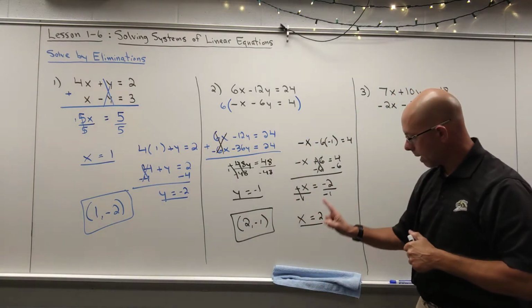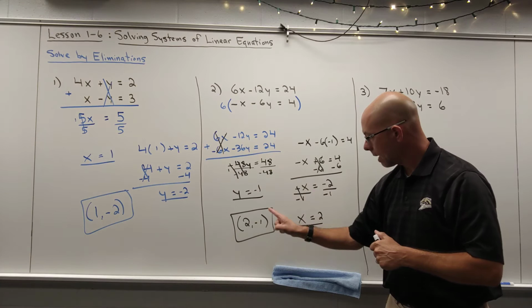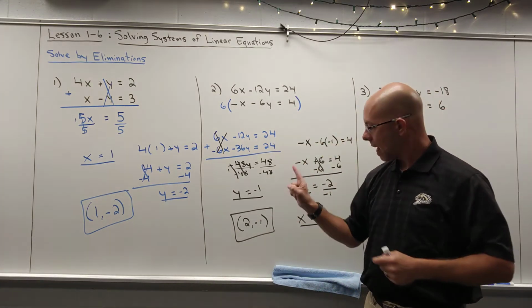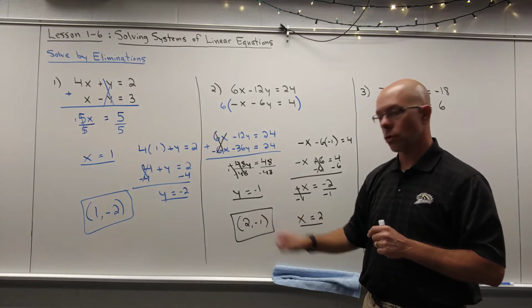And there's your ordered pair. That x, that y, that ordered pair. If these two lines are graphed on the same graph together, that's exactly where they cross. 2 to the right, 1 down.